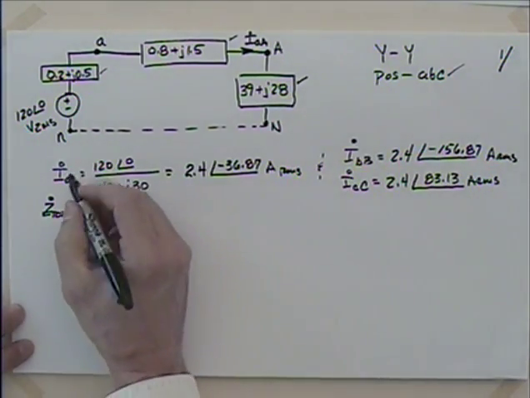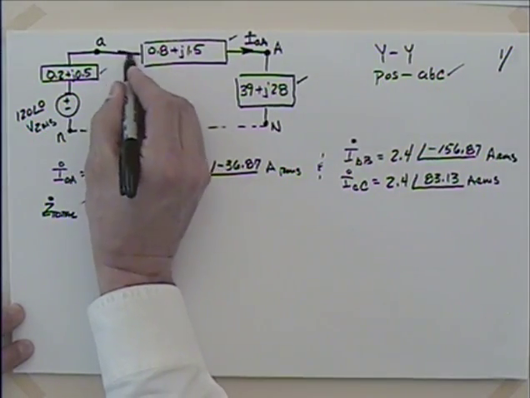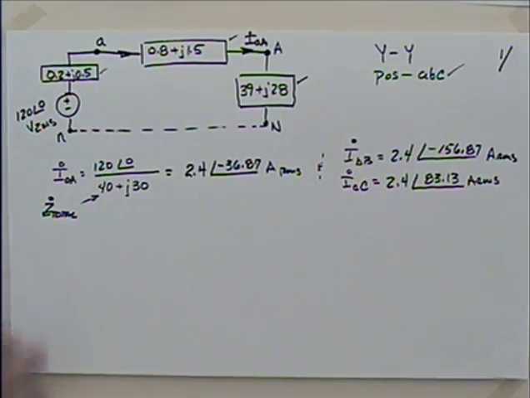Yeah, this is little a, big A, so that's the current through here. Yep. Other questions? Well, let's say that we wanted to find the phase voltage at the load.